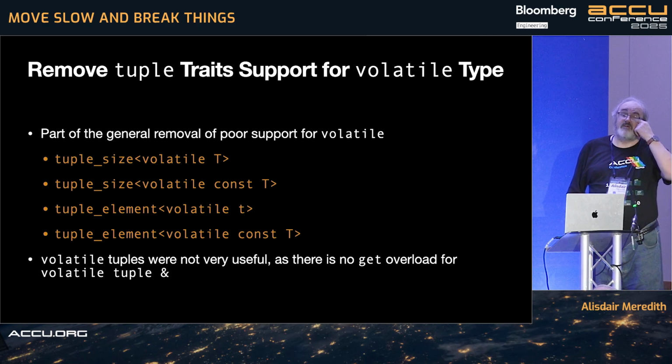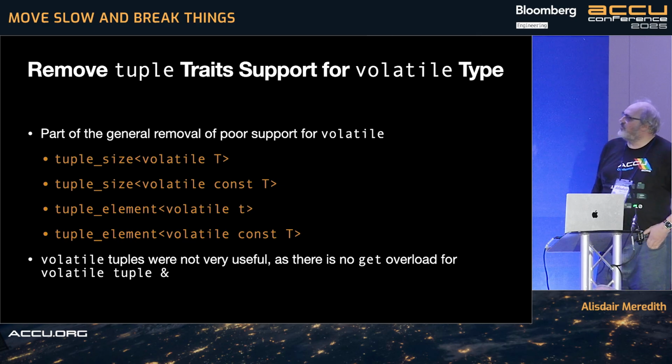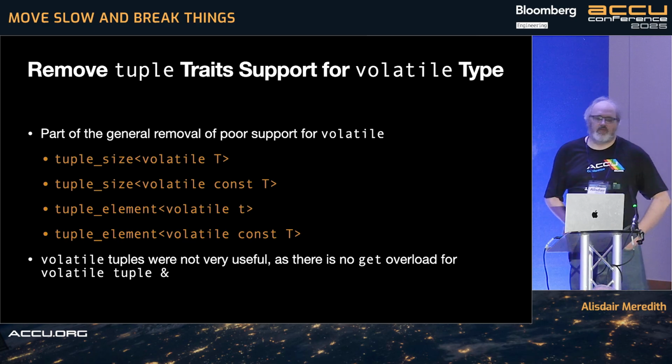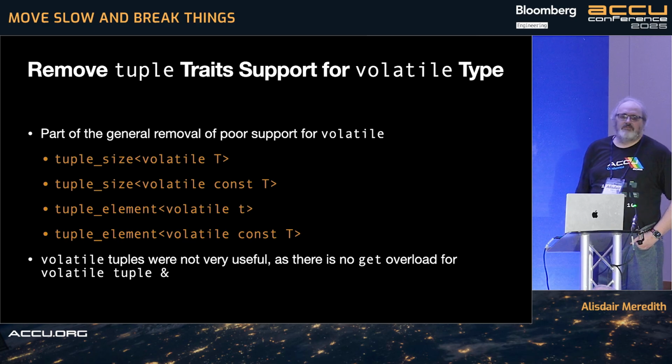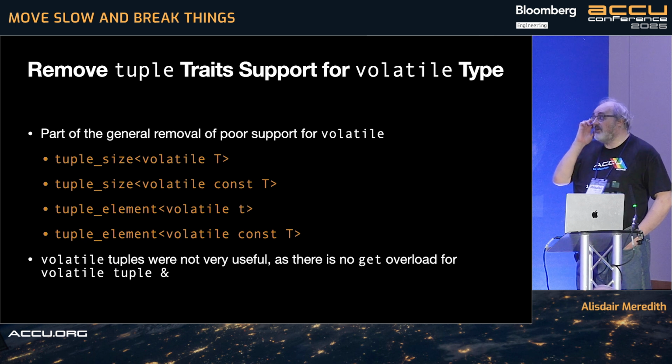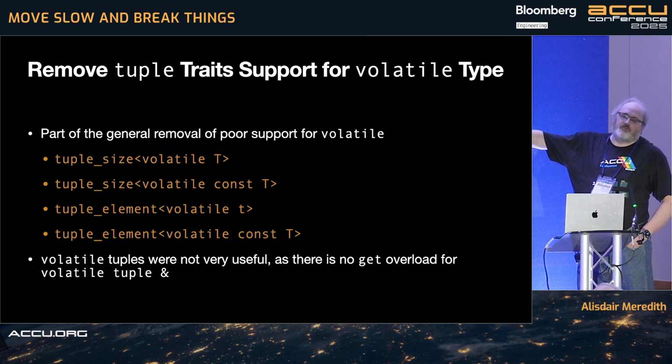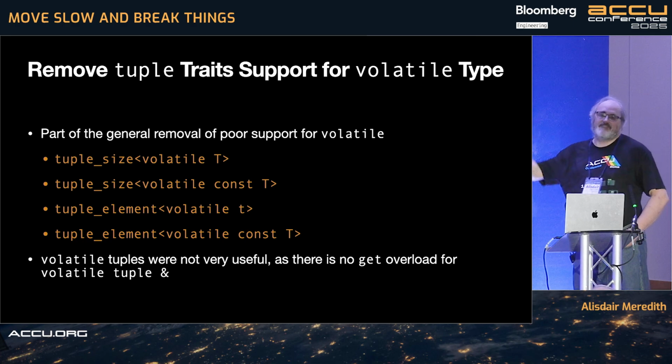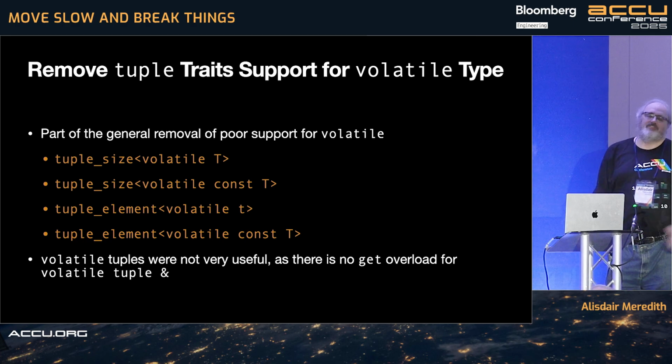Generally, the library has very little support, if any, for volatile qualified types. So we're removing the support from tuple_size and tuple_element for volatile qualified type parameters, because it turns out these weren't terribly useful. They were well defined for types like pair, tuple, and array, but they didn't provide the get overload. So if I did have a volatile tuple, I still couldn't get the values out of it.